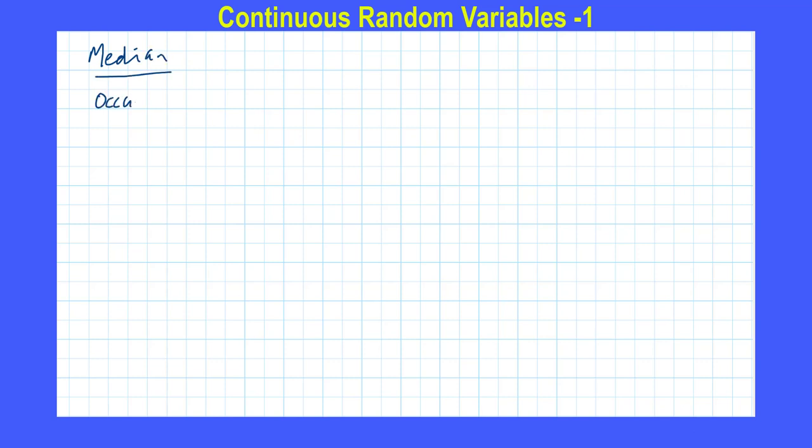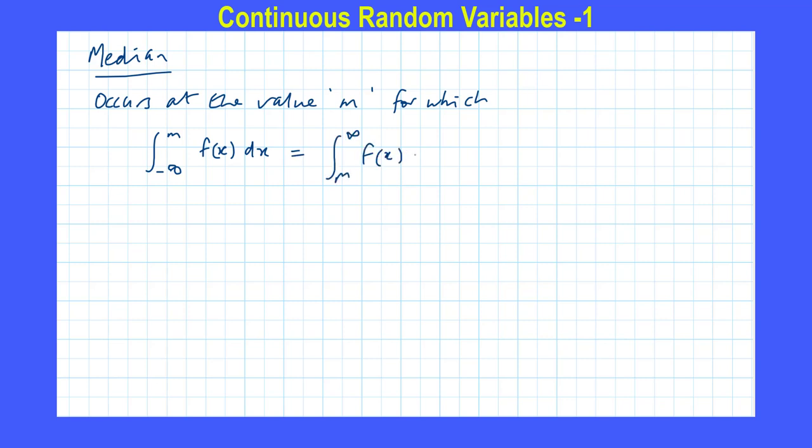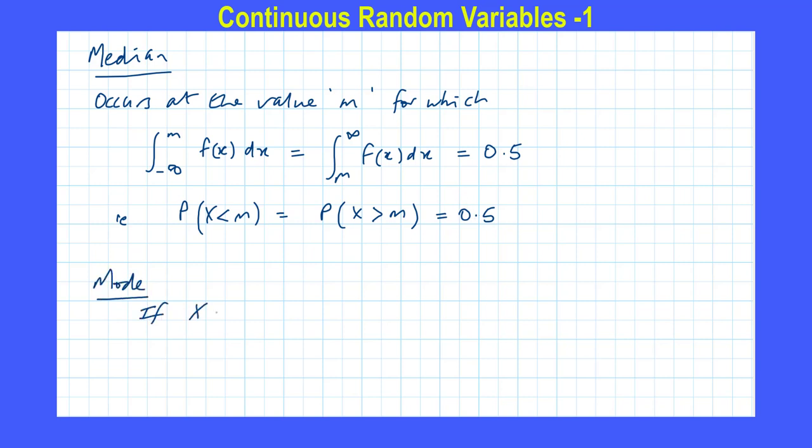We also have to be able to calculate the median and the mode from a continuous random variable. So the median occurs at the value of m for which the integral between the lower limit and m, or between m and the higher limit of each of the probability density functions, equals 0.5, the halfway point. In other words, the probability that x is less than m or the probability that x is greater than m is equal to 0.5.